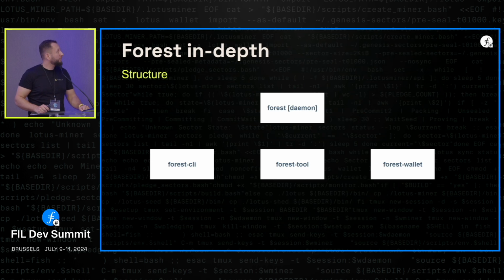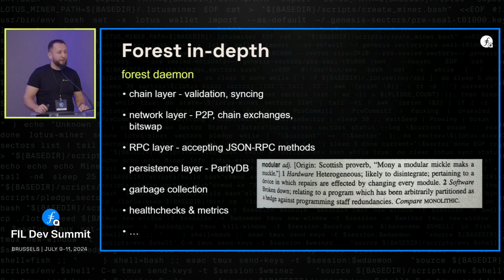Structure: well, I already mentioned this very nice naming that we have in Forest. There is a Forest daemon, which is the actual Filecoin implementation. It has layers that do different things. The chain layer maintains consensus, adds new blocks, creates tipsets. The network layer, and the RPC layer that is used for accepting the JSON RPC methods.